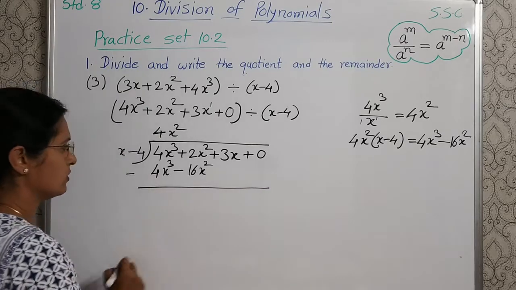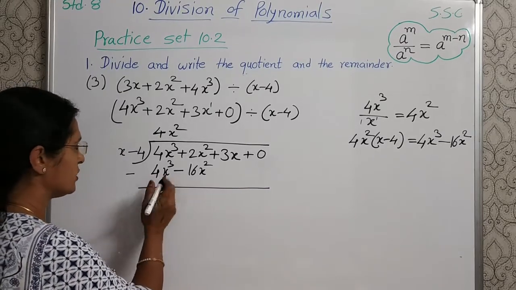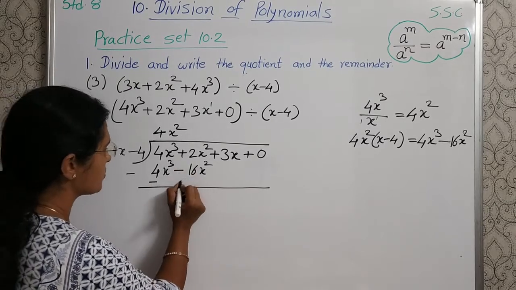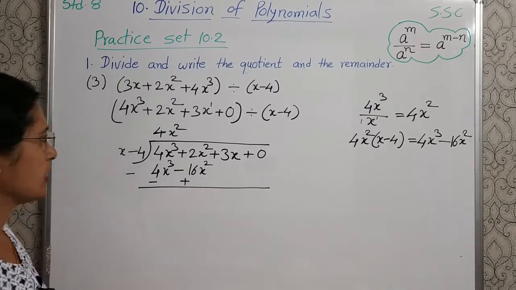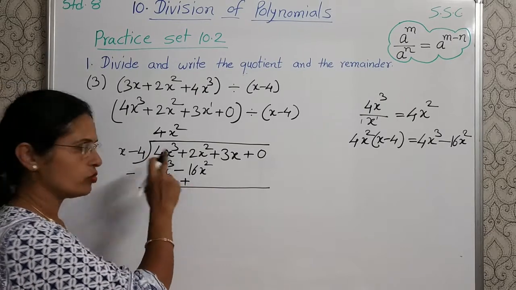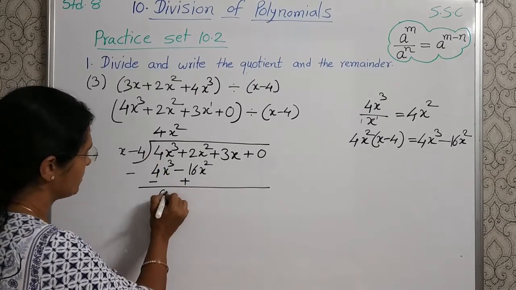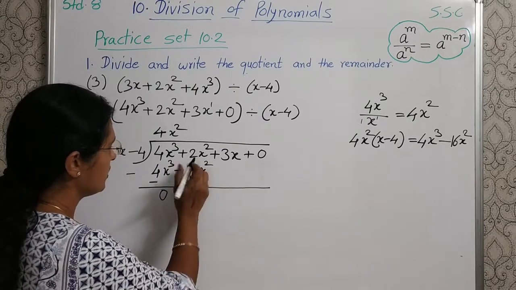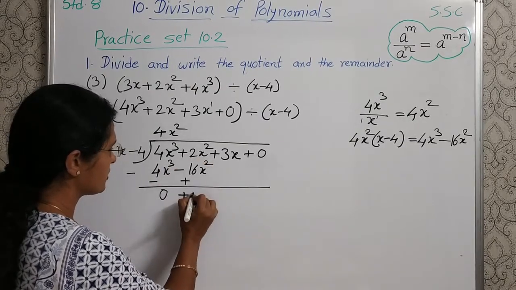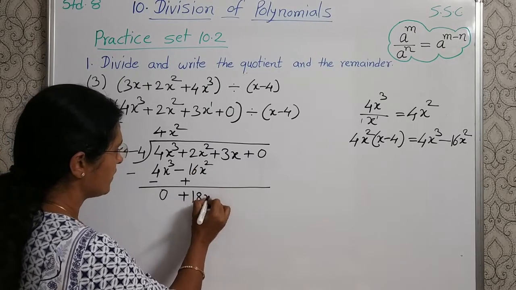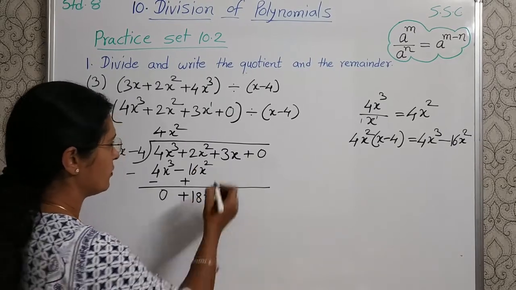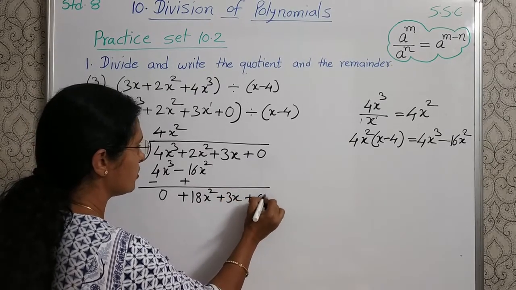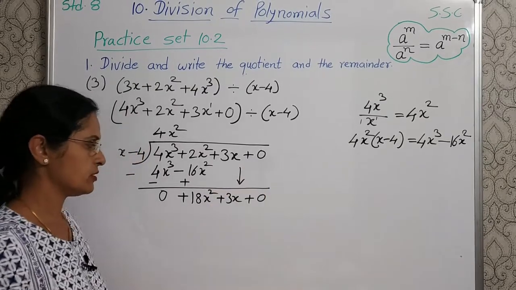Now subtract. For subtraction we change the signs. Plus 4x cube will become minus 4x cube, minus 16x square will become plus 16x square. Now 4x cube minus 4x cube is 0, plus 2x square and plus 16x square is plus 2 and 16, 18x square, common variable. Now write this plus 3x and plus 0 down as it is.